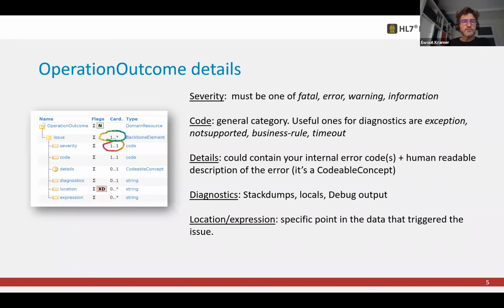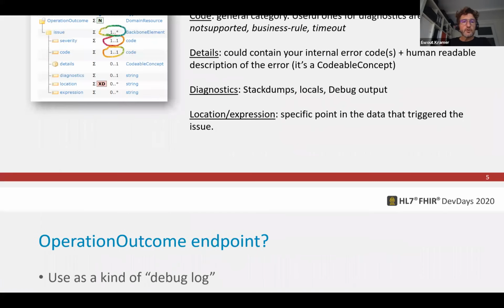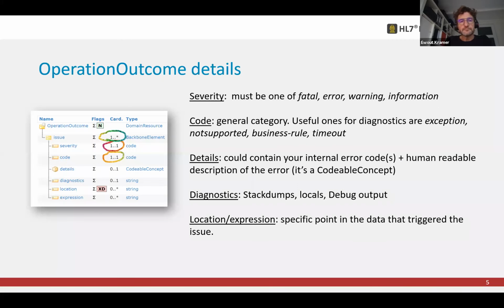What's also not completely clear from the specification, I think, well, there is this code here, and this is a general category of errors. So again, this is a required binding, so you'll have to use the codes. And this is like a business rule went wrong, or this is not supported. So this is a quite high level error message and timeout. The actual details, so your own error codes, would appear under details.